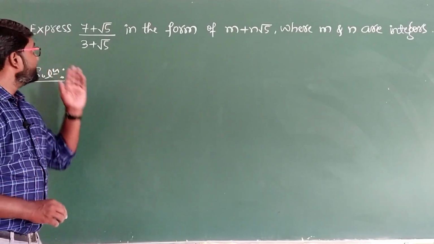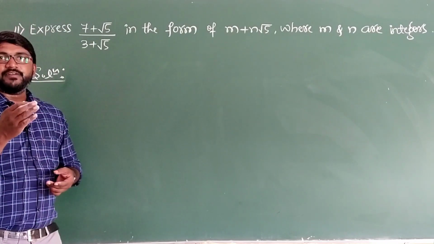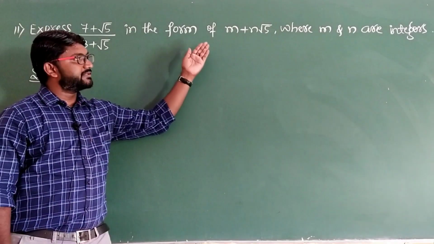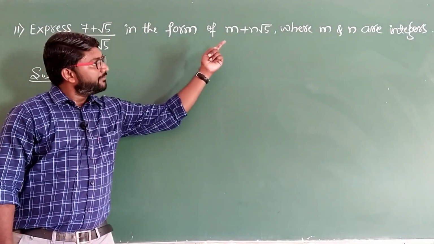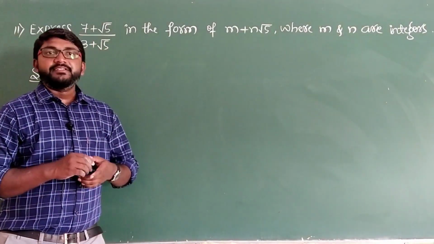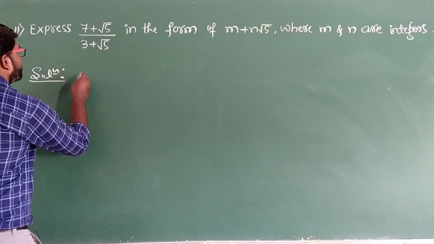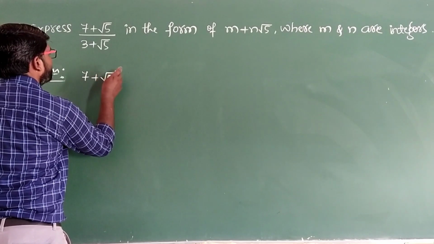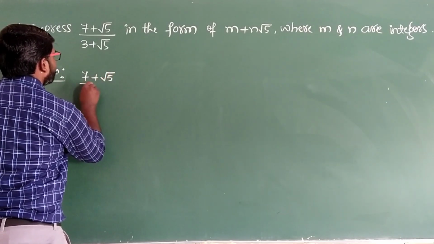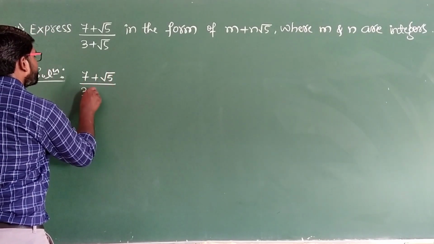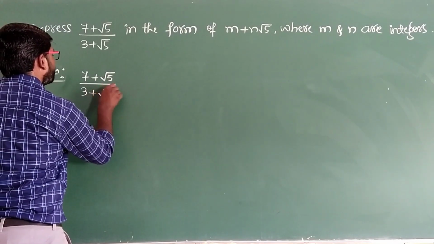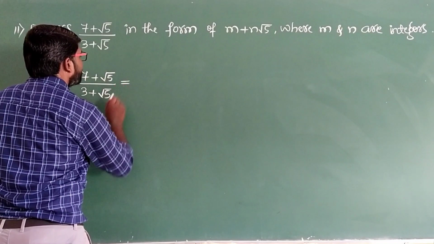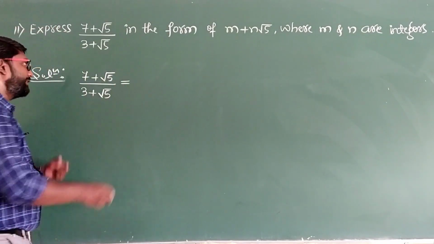11th question: express 7 plus root 5 divided by 3 plus root 5 in the form of m plus n into root 5, where m and n are integers. So let me write the given question. 7 plus root 5 divided by 3 plus root 5, which is equal to, so we have to go for the rationalization. We have to rationalize the denominator.